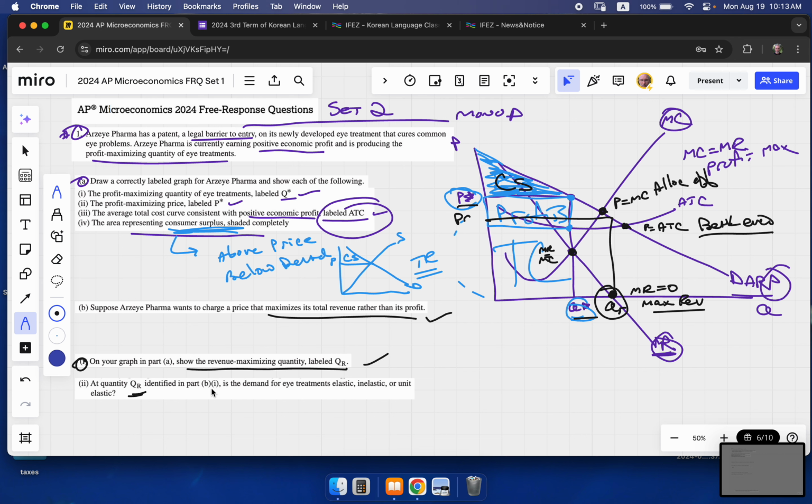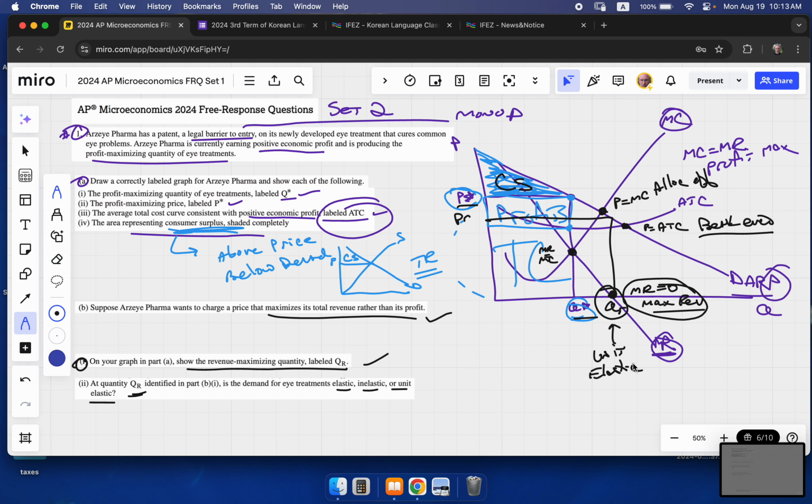At QR, identify whether the demand for eye treatment is elastic, inelastic, or unit elastic. We should just know anytime we're at max revenue, that is what you and I would call unit elastic.